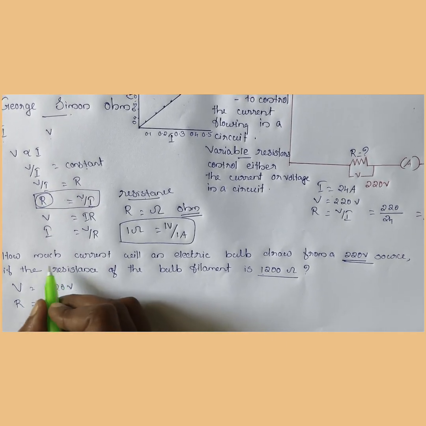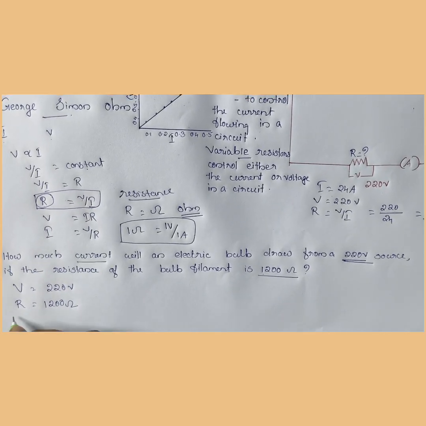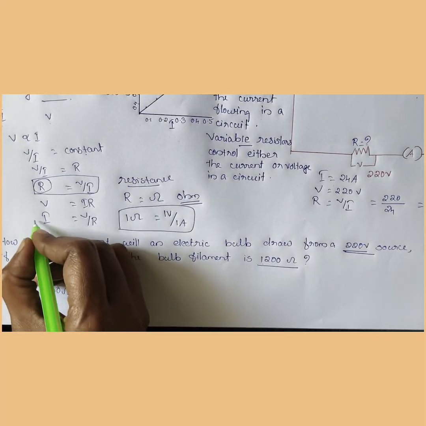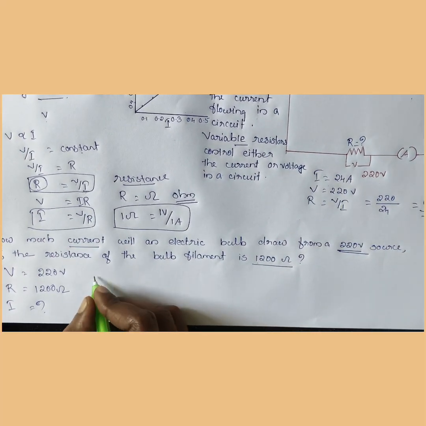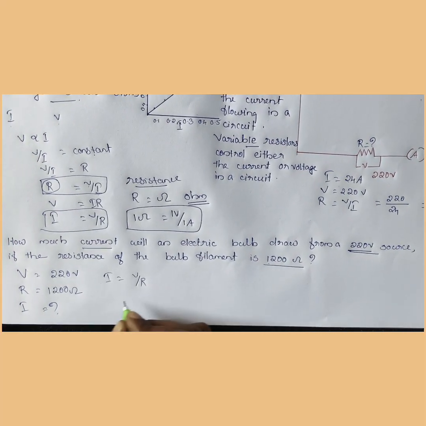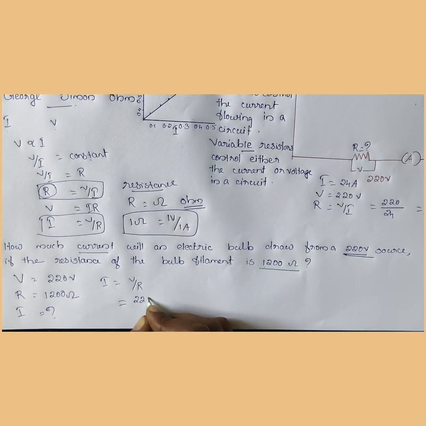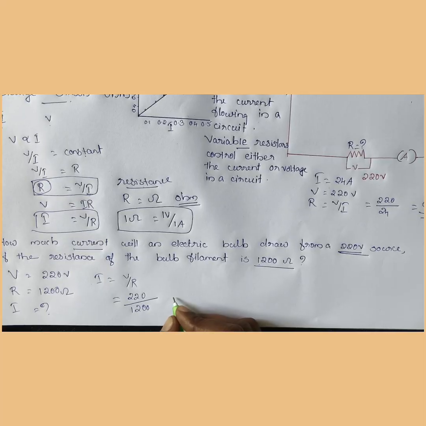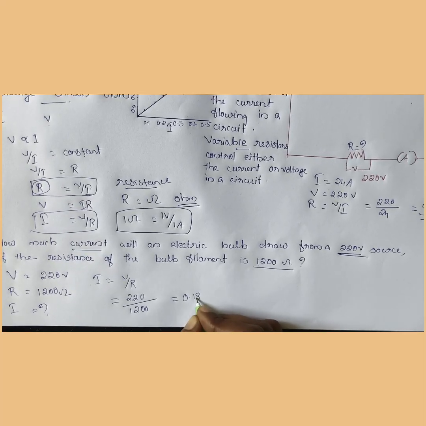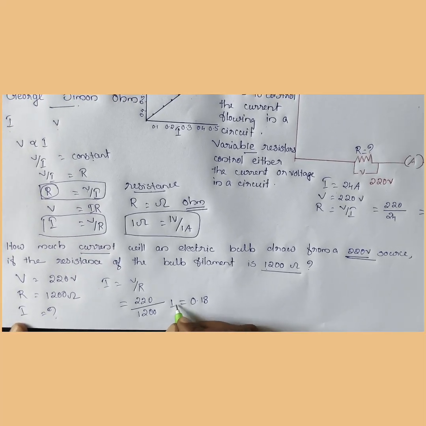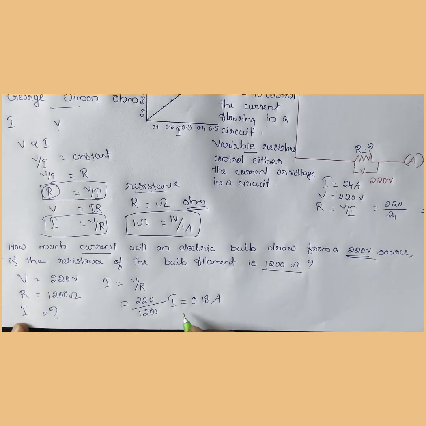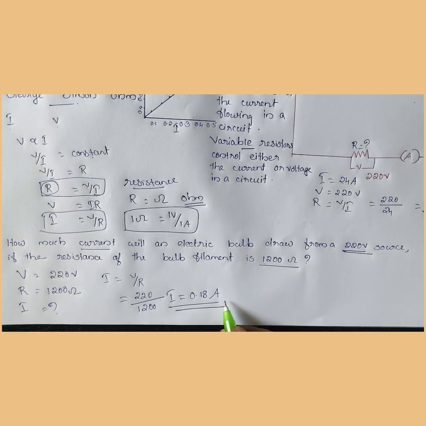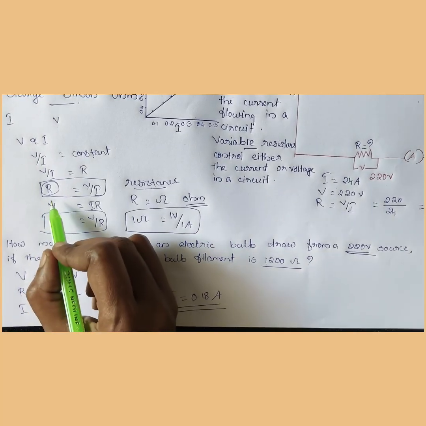Now what we have to find out? How much current. So I is what we have to find out. What's our formula? Here you can see I is equal to V by R. So 220 divided by 1200. You will get the answer 0.18. So what we have found here is I. What is the unit? Ampere. So the answer is I is equal to 0.18 ampere.